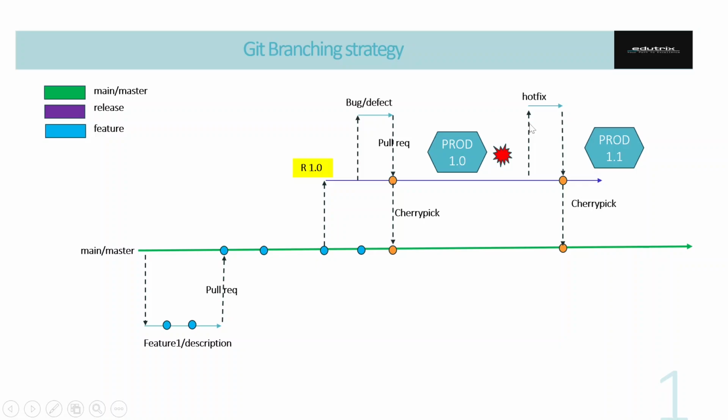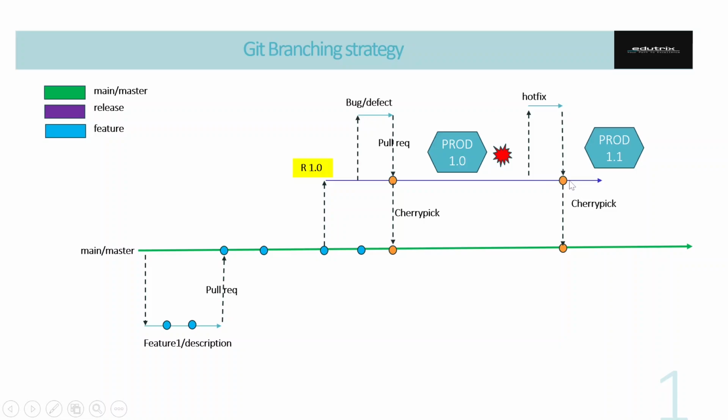Create a feature branch on the release branch in order to fix that issue. Do the hotfix, and create a pull request to commit the changes to the release branch again. Now when we push the hotfix change to the release branch, it will become release 1.1. At the same time, perform the cherry pick to be in sync with the release branch.